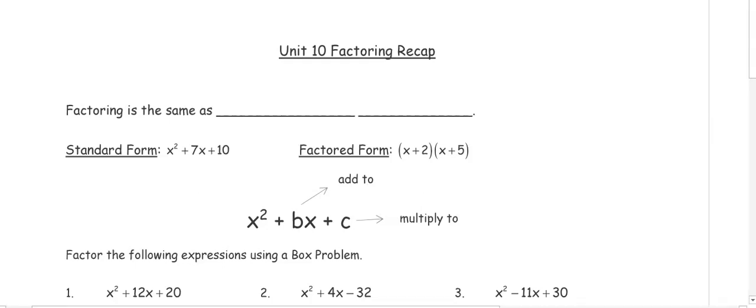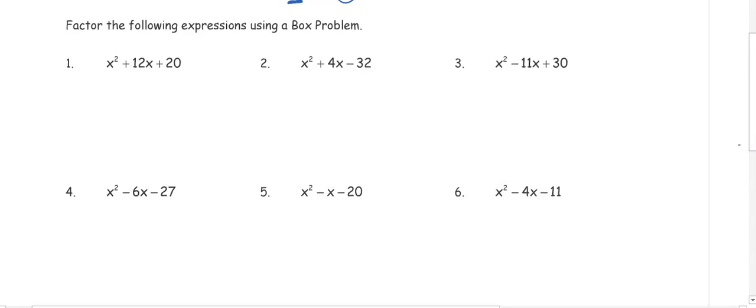This video is to review factoring. So remember that factoring is the same as reverse FOIL. So if we have the equation x squared plus 7x plus 10, we want to figure out two numbers that multiply to the number by itself and add to the number next to the x. So in this case, we are trying to figure out what multiplies to 10 and adds to 7. Those numbers are 2 and 5. So x gets a parenthesis with each of them. So we have x plus 2 and x plus 5.